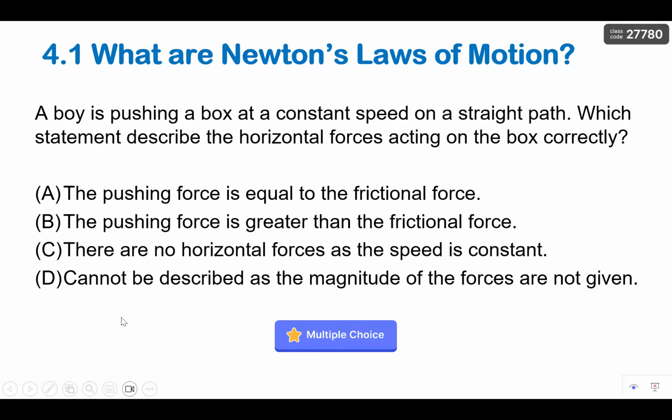So the keyword is constant speed. If something is having constant speed, it means that there is 0 acceleration. 0 acceleration means that the resultant force is 0. So I need to think in the line of the resultant force is 0. How can the resultant force be 0 when a boy is already pushing on the box? So it cannot be that there is no horizontal force. There must be a pushing force. So the only option is when the pushing force is balanced with the frictional force. So the answer should be A.